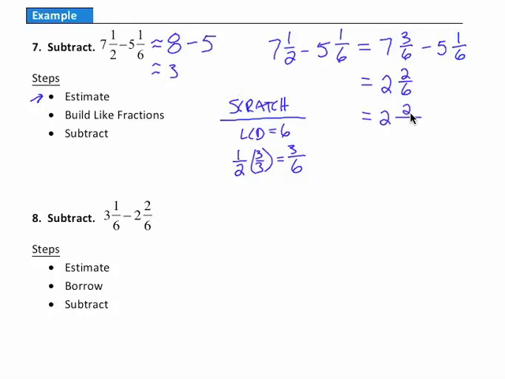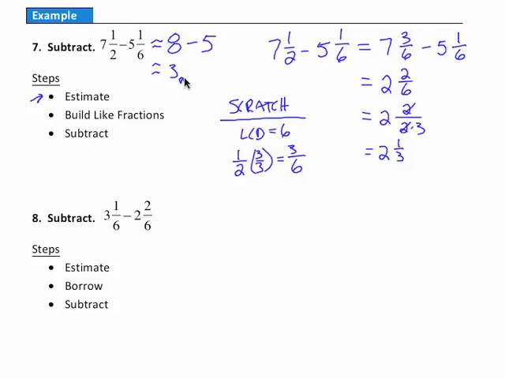So I'm going to factor that. 2 is prime. When I factor 6, divide out the common factor of 2. So it looks like my final simplified answer is going to be 2 1/3. When I compare that to my estimate of 3, it's pretty close, so I'm confident in that answer.